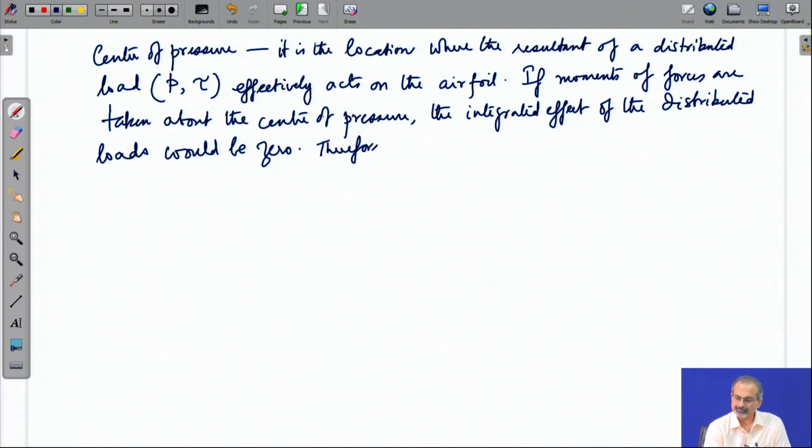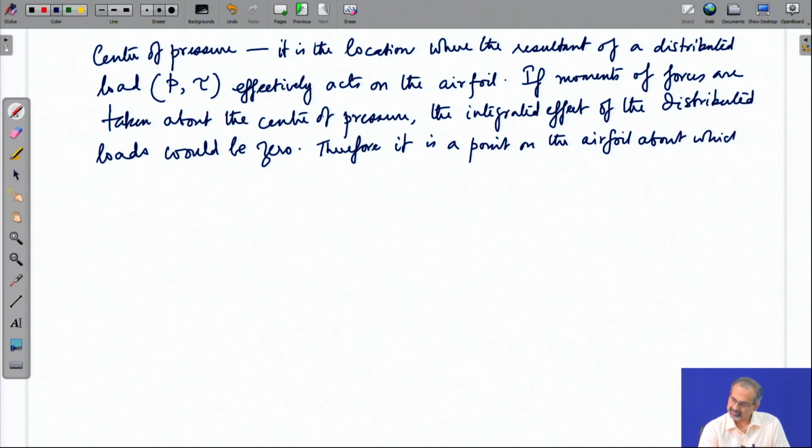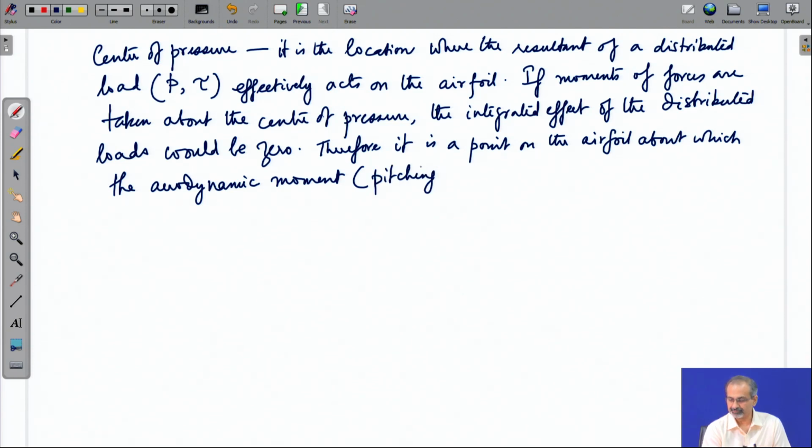Therefore, it is a point on the airfoil about which the aerodynamic moment, which of course is the pitching moment, is 0.